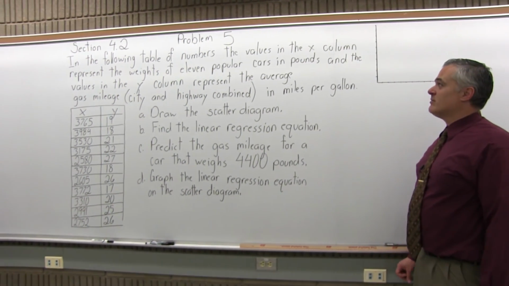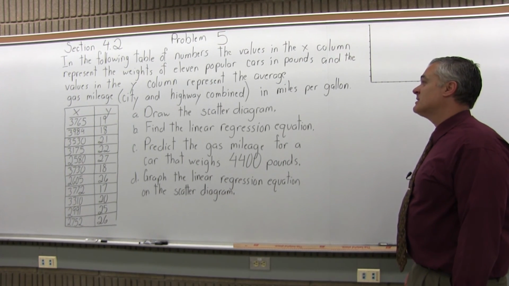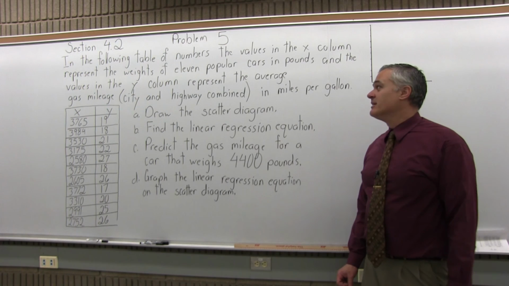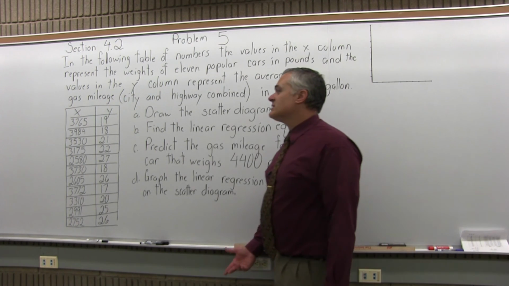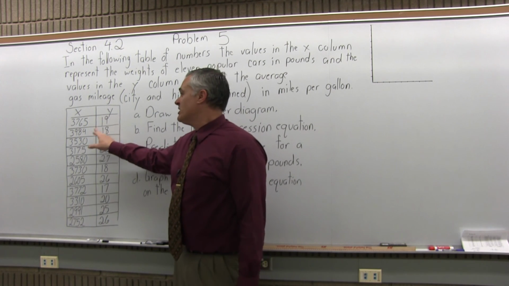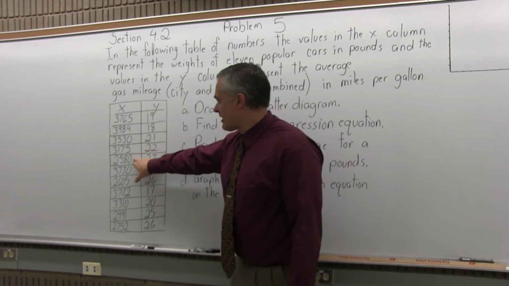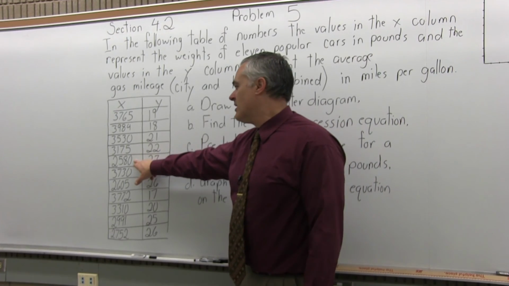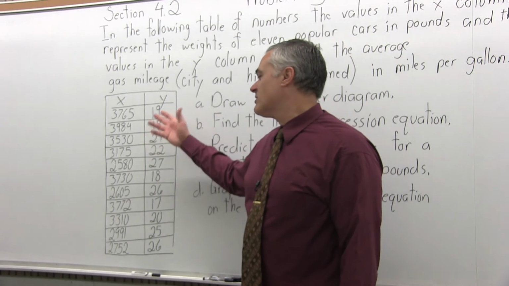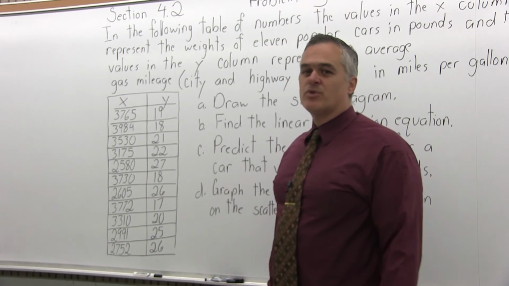It says, in the following table of numbers, the values in the x column represent the weights of 11 popular cars in pounds, and the values in the y column represent the average gas mileage, city and highway combined, in miles per gallon. So we have 11 cars listed, with weights like 3,765 and 19 miles to the gallon average. This is a pretty heavy car, almost 4,000, and it gets 18 miles to the gallon. Some of the lighter cars, like 2,580, that's a pretty light car, average 27 miles to the gallon. So as you can see, the heavier it is, the worse the gas mileage, and the lighter it is, the better the gas mileage gets, which seems pretty intuitive.